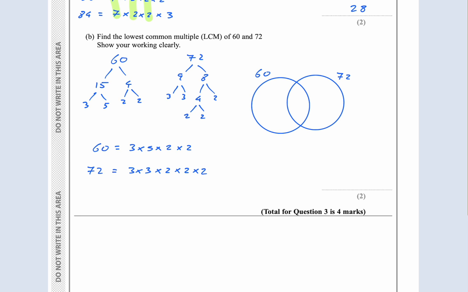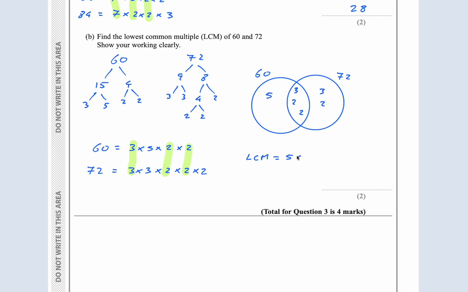The common ones are 3. We've a common 3, a common 2, and a common 2. So inside here, I'm going to put a 3, a 2, and a 2. And then what's left in the 60 is a 5, and what's left in the 72 is a 3 and a 2. The LCM is all of these multiplied together.